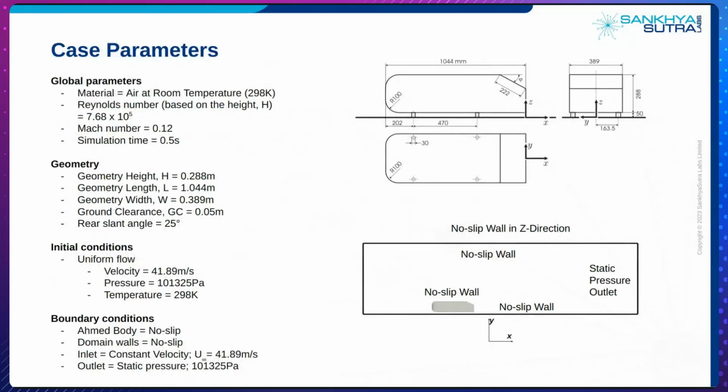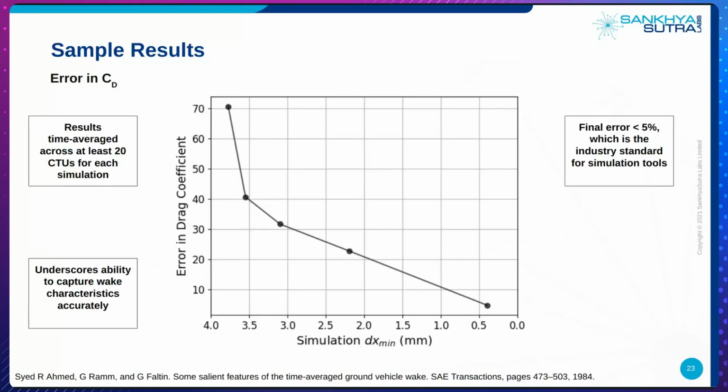So this is just a few things that I spoke about during the simulation itself. These are the sample results. I've run simulations for 5 different resolutions. The coarsest resolution that I started with was 3.6 mm, which you can see is the data point here. The error in drag coefficient for that particular resolution is quite high, around 70%. But as you keep refining your simulation, the error goes down, and the final error is around 3.6%, which is within the accepted limits of automotive industry standards.